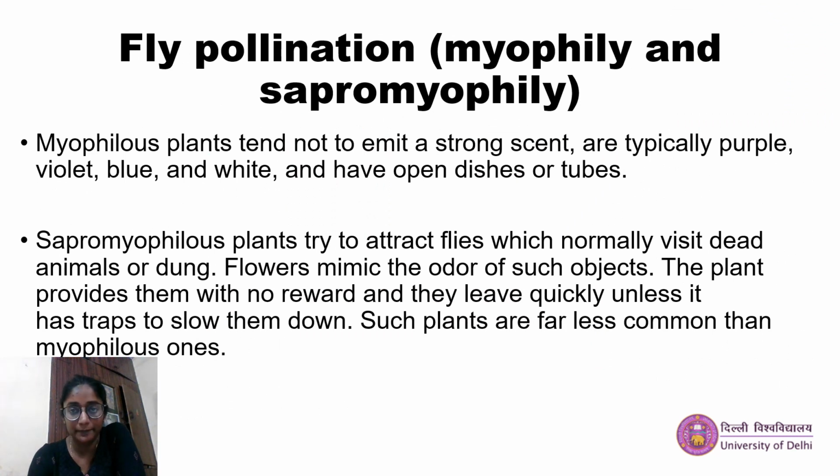Next is fly pollination. Fly pollination can either be myophily or saprophily. Myophilous plants tend not to emit a strong scent, and they can be purple, white, violet, and they have open dishes or tubes. Whereas saprophilous plants tend to attract flies that usually visit cow dung or animal dung. So these tend to mimic the odor of such. So hence the plants do not offer any reward.